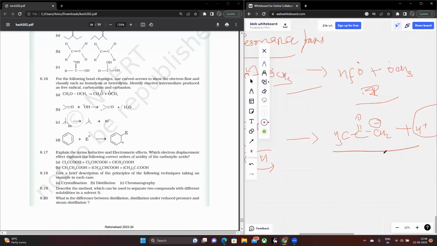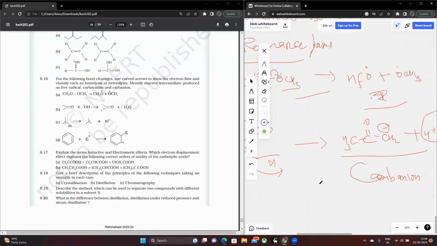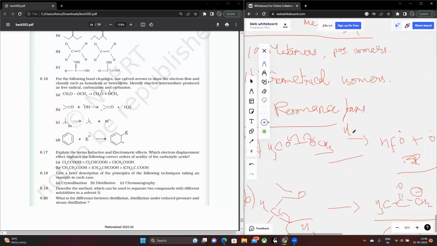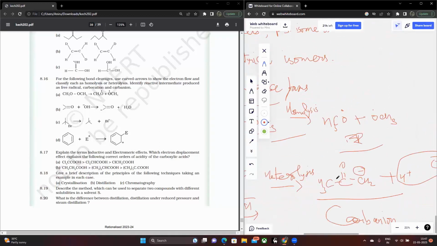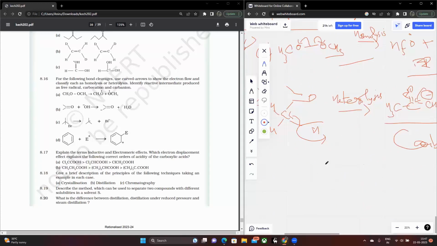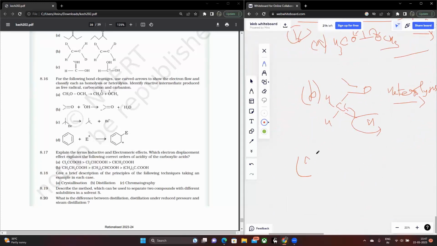So the reactive intermediate formed is a carbanion, right? And this is a homolysis. This is a heterolysis. Why exactly they can form a carbanion here is because of the resonance hybrid that forms with this, right? So that supports the formation of the carbanion. Otherwise, carbanions are ridiculously unstable. They are very highly reactive.